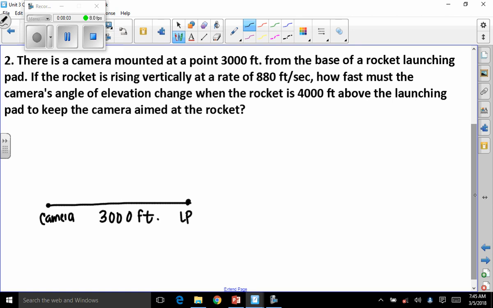Okay? What's going to happen from the launching pad? Yeah, the rocket's going to shoot up, right? So here goes your rocket. He's moving, right? So do we want to put a value on the side with the rocket? No, because it's changing. Agreed? Okay. And our problem is asking about what? The angle of elevation. So that would be the angle from the camera up to the rocket. Yes? Okay. So let's go ahead and give these other 2 sides variables just so that we have them.